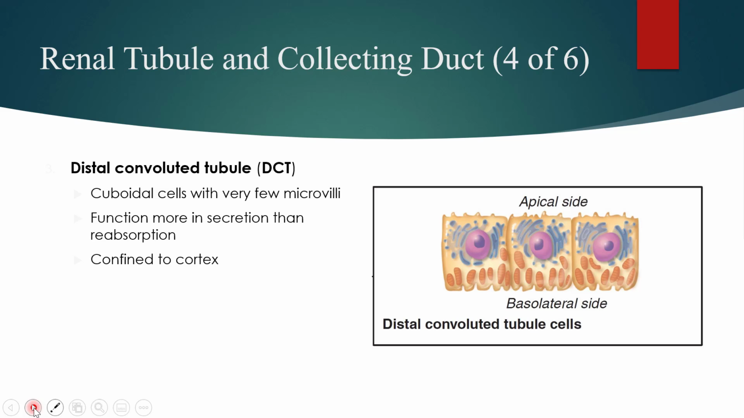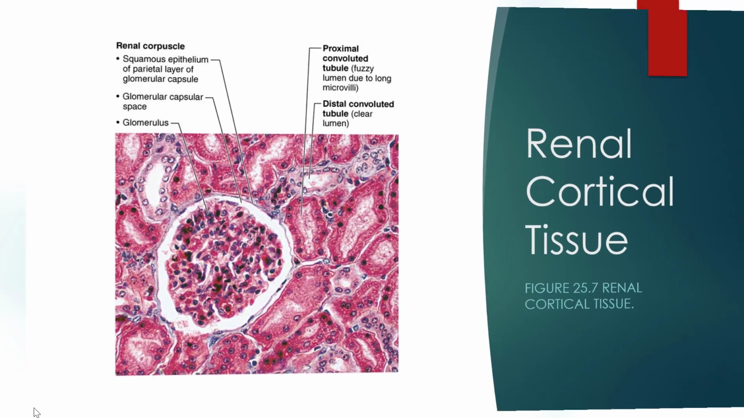And therefore, they don't really need as many microvilli as the PCT, or the proximal convoluted tubule. This is confined to the cortex.